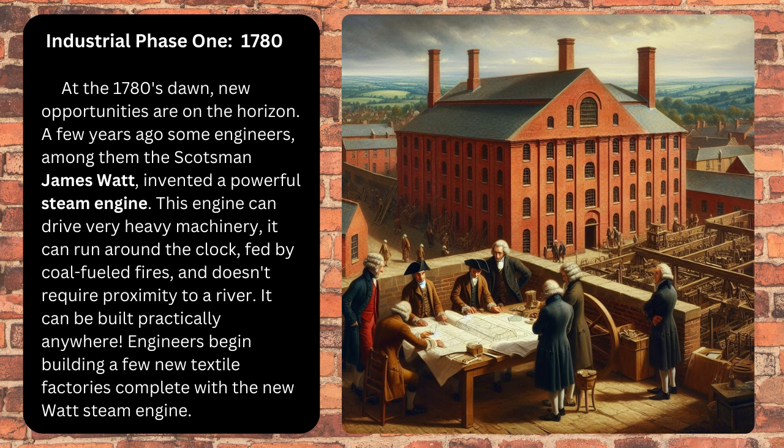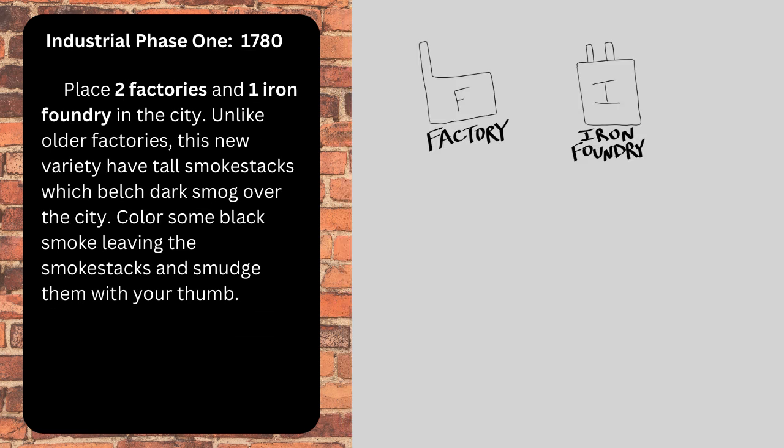Engineers begin building a few new textile factories, complete with a new Watt steam engine. Place two factories and an iron foundry in the city. Unlike older factories, this new variety have tall smokestacks, which belch dark smog over the city. Colour some black smoke leaving the smokestacks and smudge them with your thumb.